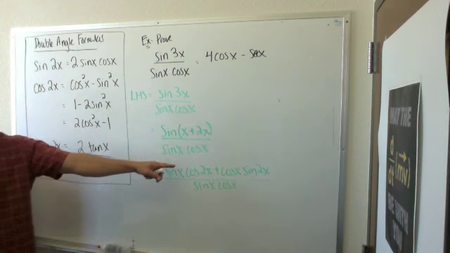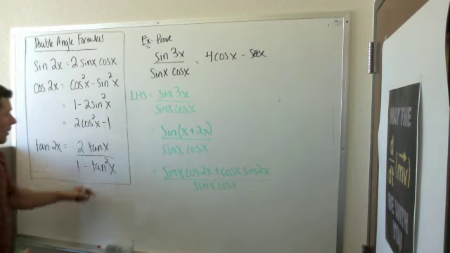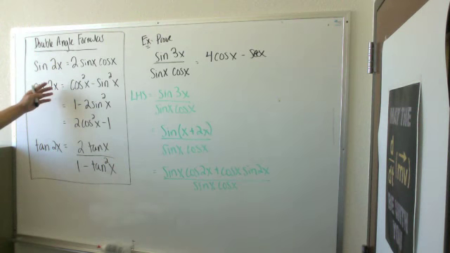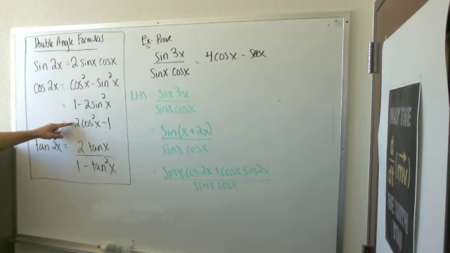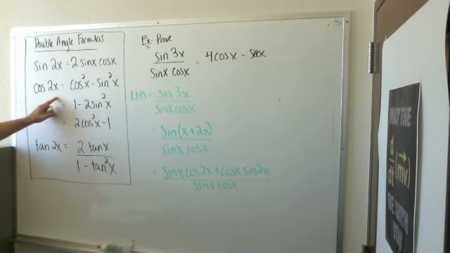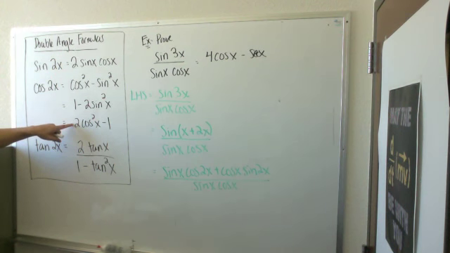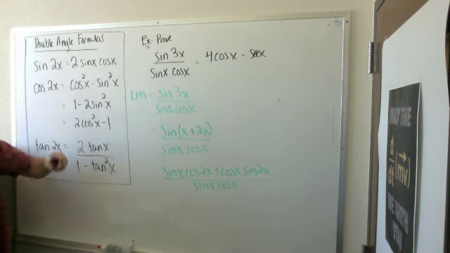Now, what do we know about cosine 2x and sine 2x? Well, we have these formulas over here that we can use. For cosine of 2x, we can write 2 cosine squared x minus 1, that's one possibility. And for sine of 2x, we can write 2 sine x cosine x.